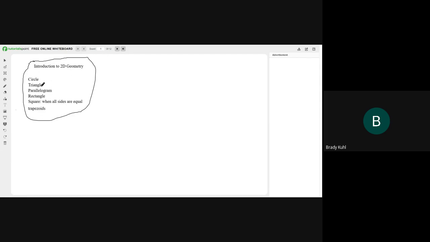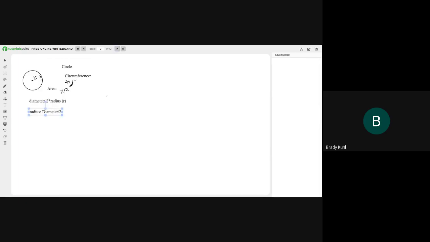Now, two-dimensional geometry talks about circles, triangles, parallelograms, rectangles, squares, which are basically rectangles where all sides are equal, and trapezoids. The first thing to talk about is circles.